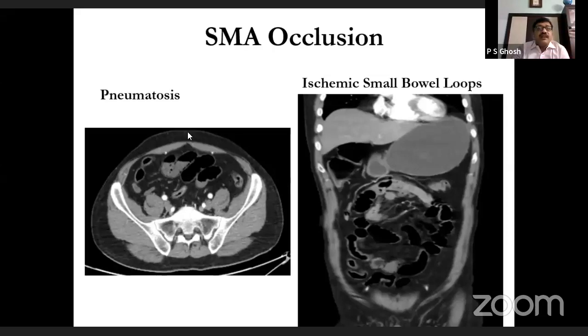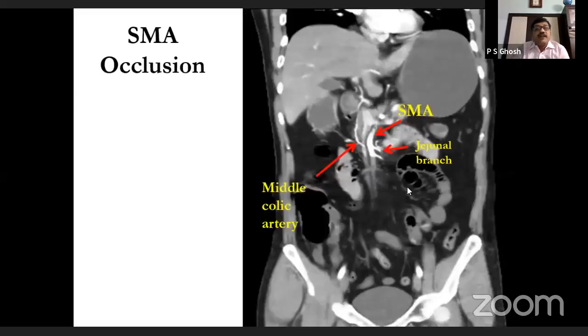Now, in this SMA occlusion, we can see that there is some pneumatosis. At the same time, a large part of this small bowel is actually ischemic or gangrenous. But you can see that enhancement is there in the proximal bowel. Now, if we look for the SMA here, the SMA is blocked here, after it produces the jejunal branch and the middle colic artery.